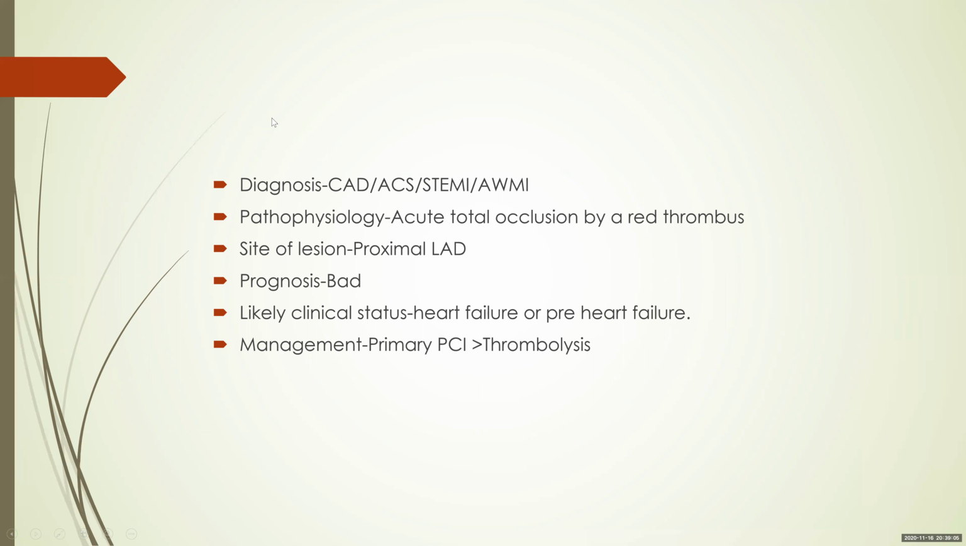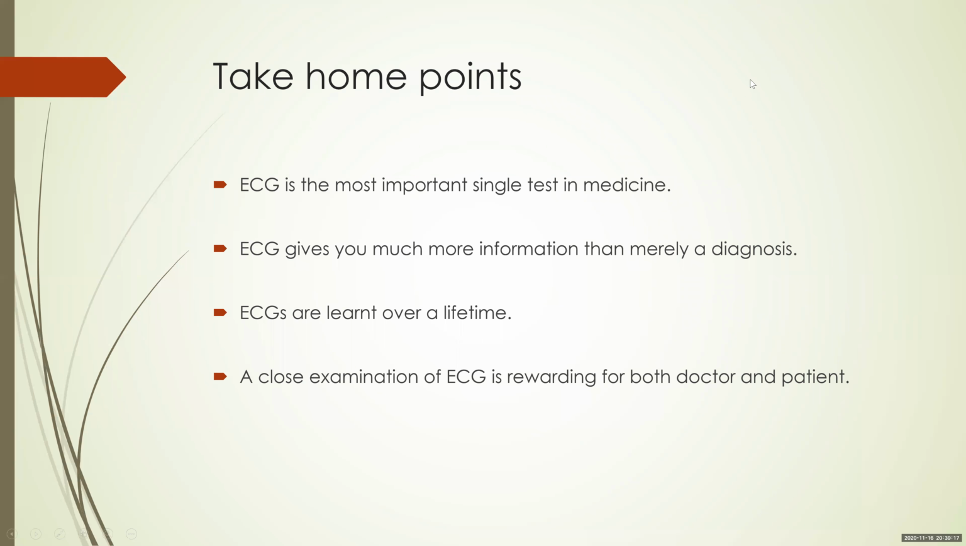So instead of writing the diagnosis of CAD, anterior wall MI, and referring this patient, you can get a lot of information from the ECG. The ECG hides a lot of information and it is only available to the trained eye. So take home points: the ECG is the single most important test in medicine, because no investigation in medicine can give you as much information as the humble ECG. The ECG gives you much more information than merely a diagnosis. Try to gain a lot of information from the ECG: the pathophysiology, the treatment which can be offered, possible complications of a disease. So try to get the maximum information you can from an ECG.